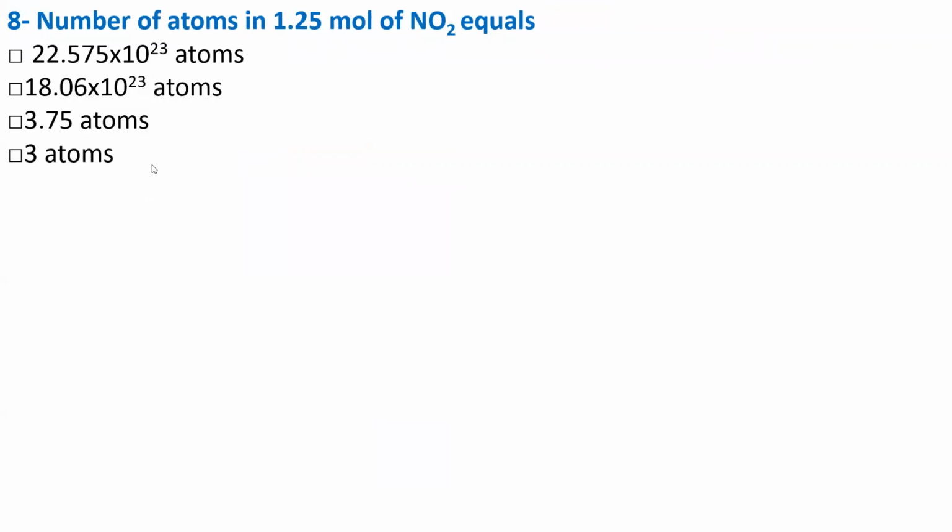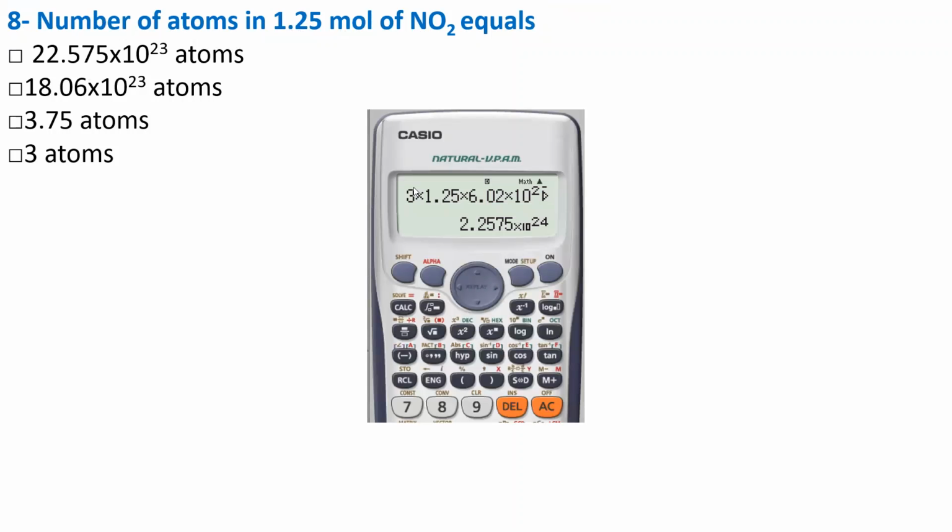Number 8, number of atoms in 1.25 mole of NO2. Number of atoms here 3 moles of atoms. So number of moles 3 times 1.25 times Avogadro's number. So the result is approximately 2.2575, so it is equal to letter A. As you know, by moving the dot, it will be 23.